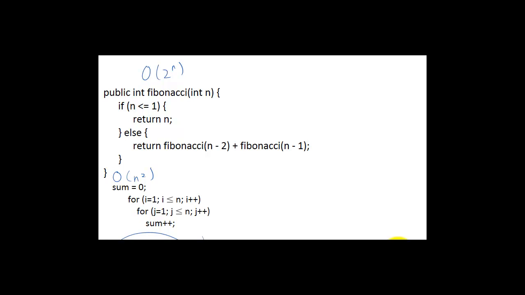Let me show you guys an example here. So let's say I run it with 10. I'm going to check if it's less than or equal to 1. But if it's not, I'm going to return Fibonacci of n minus 2 and n minus 1. So I'm going to return Fibonacci of n minus 2. What's 10 minus 2, Quinn? 8.